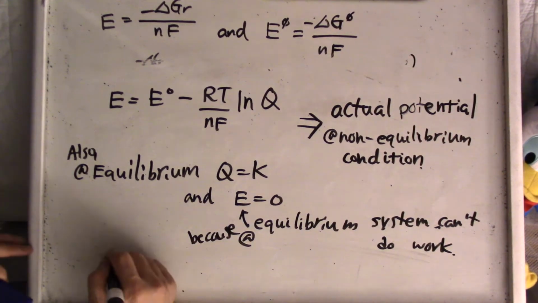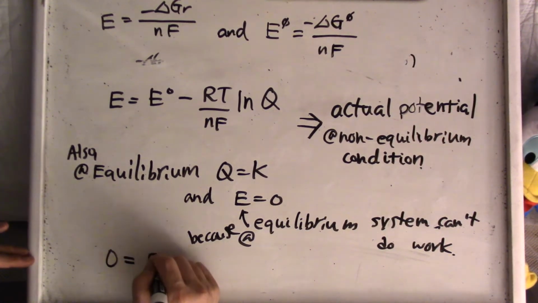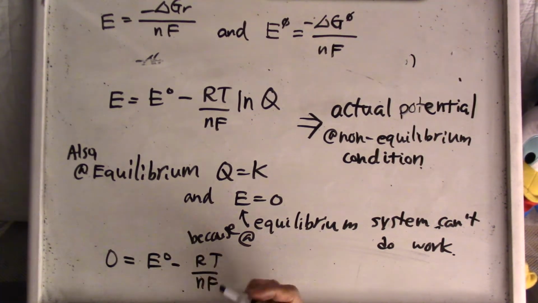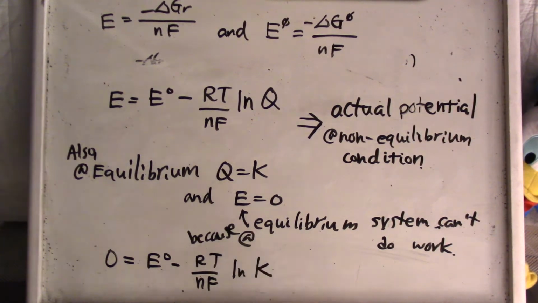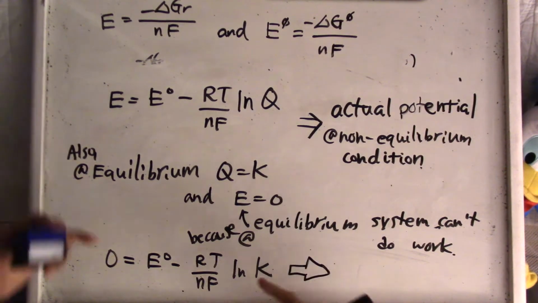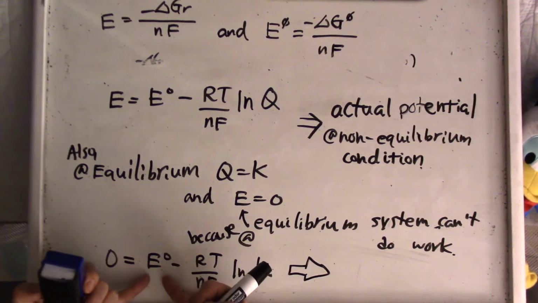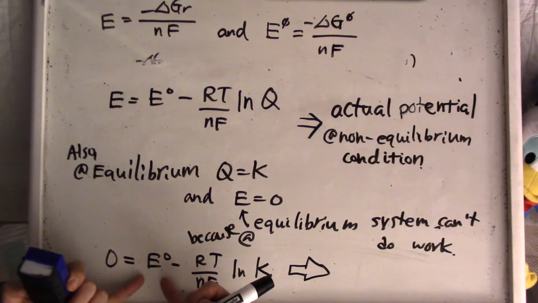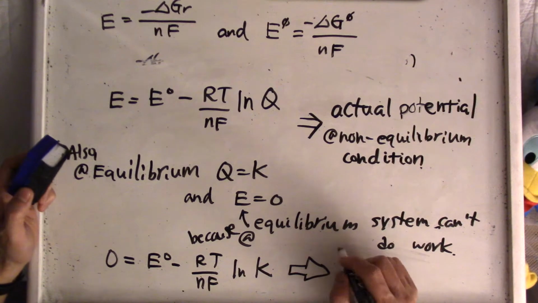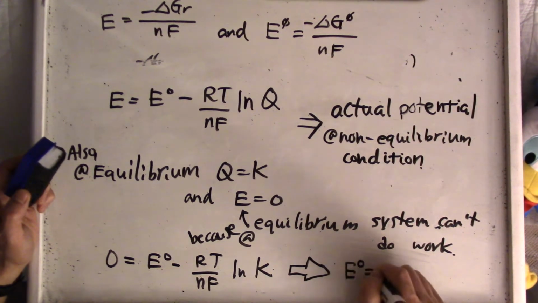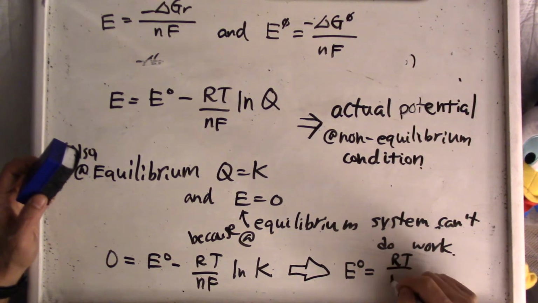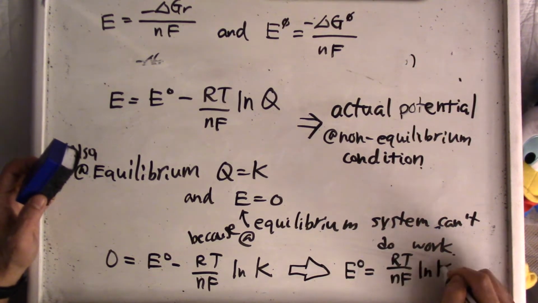So in this case, 0 is equal to E0 minus RT over NF natural log of K. Well, kind of cool. Then what does this mean? Since this is 0, you can take this E standard to the other side of the equal sign, and you have a minus sign, so E0 is equal to RT over NF natural log of K.